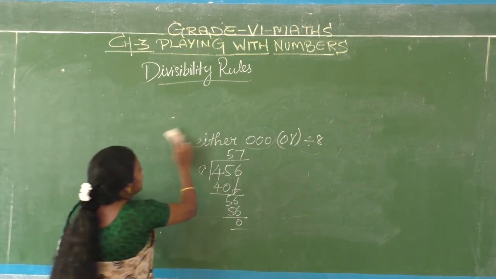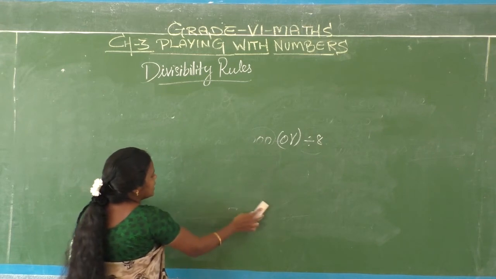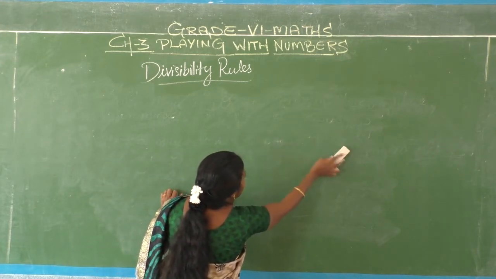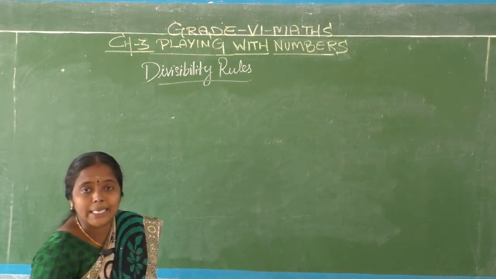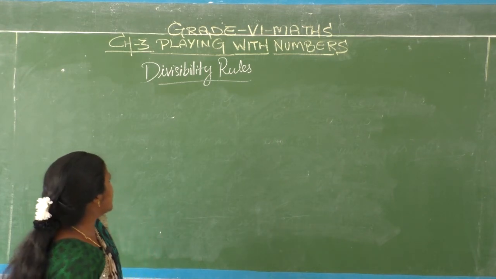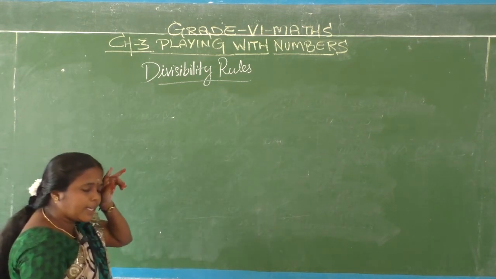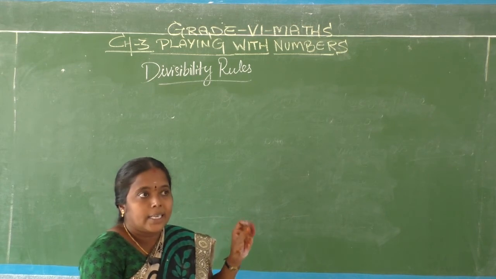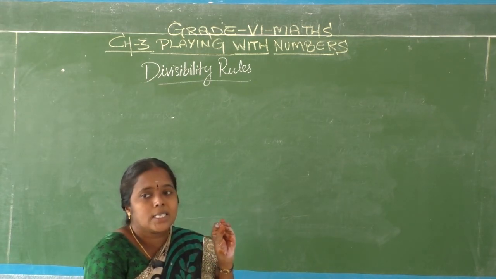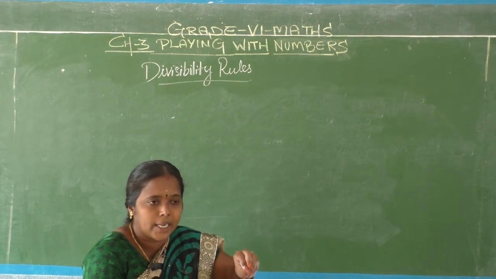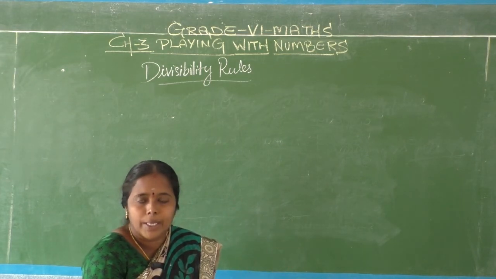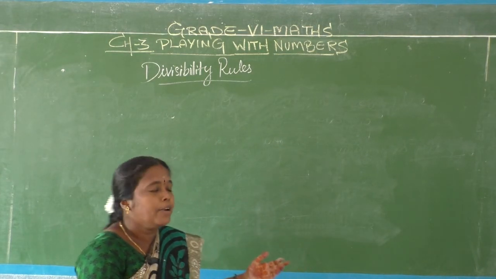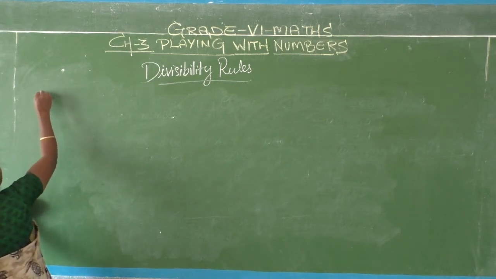Next, divisibility by 9. What is that? Divisibility by 9 is the same as divisibility by 3. In the divisibility by 3 condition, what have we said? If the sum of the digits of a number is divisible by 3, then the given number is divisible by 3. Like that only for 9 also.